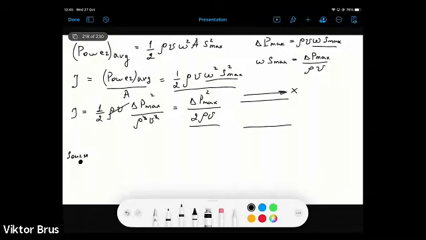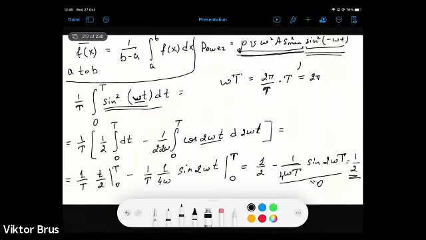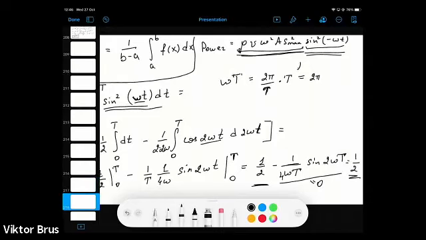Can you please show previous slide at the end? Yes, sure. So here we have two components of integral. One component gives us 1/2, another is 0. Okay, you're welcome.